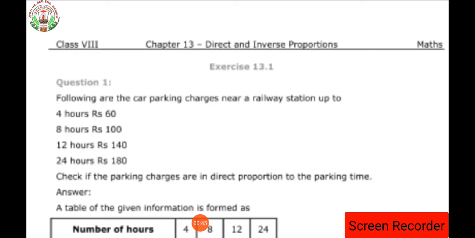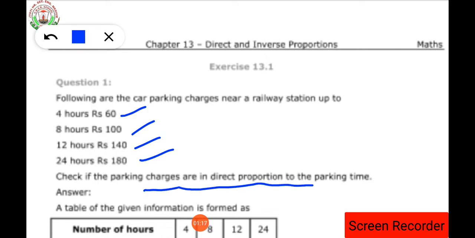Here, the first question of this exercise, we will do as a revision. First question: following are the car parking charges near a railway station. Up to 4 hours, 60 rupees. That means for 4 hours it requires 60 rupees, and for 8 hours it requires 100 rupees. Then for 12 hours it will be 140 rupees, and for 24 hours it requires 180 rupees. Now check if the parking charges are in direct proportion to the parking time. That means we have to check whether the charges are in direct proportion to parking time. This we have to check.